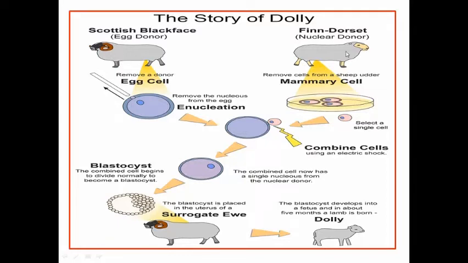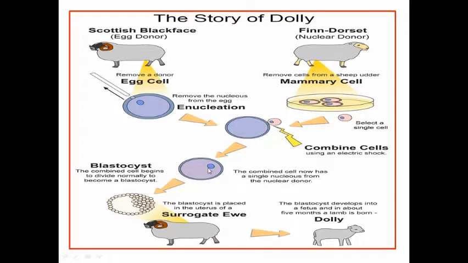From the other one, the nuclear donor, which is a Finn Dorset variety, the mammary gland cells are isolated. Now a single cell is selected and fused with the enucleated egg. The mammary gland cell combined with the enucleated egg is cultured in the culture medium.